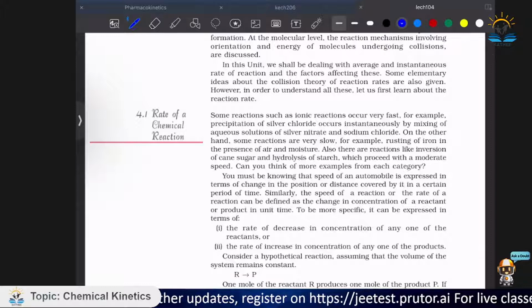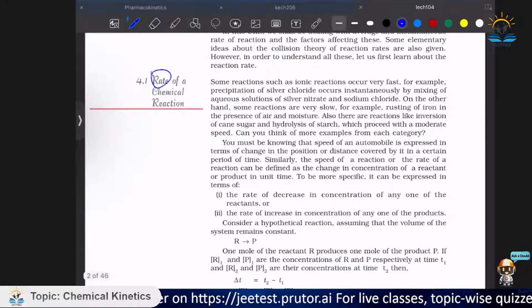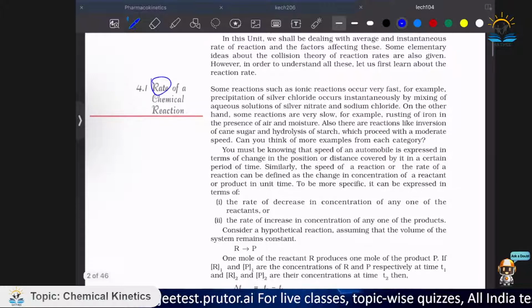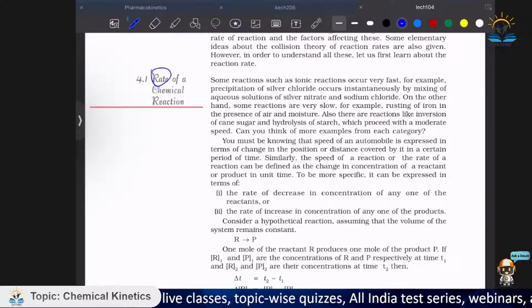So let's start our discussion. And firstly, we'll see what the rate of a chemical reaction means. My advice to you is to read NCERT for all the chapters. Do not rely on any other material, at least for JEE Main, because sometimes you get direct questions from NCERT and it helps a lot. Those questions are really easy. You should not lose marks in those questions. So for that, I'm advising we should see things from NCERT.